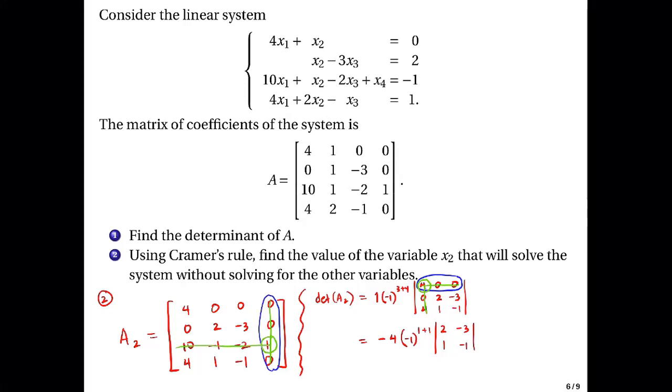Negative 1 raised to 1 plus 1 is positive 1. So we'll just have negative 4 times, in here, 2 times negative 1, that's negative 2, minus 1 times negative 3, that's negative 3. So this is just negative 4.